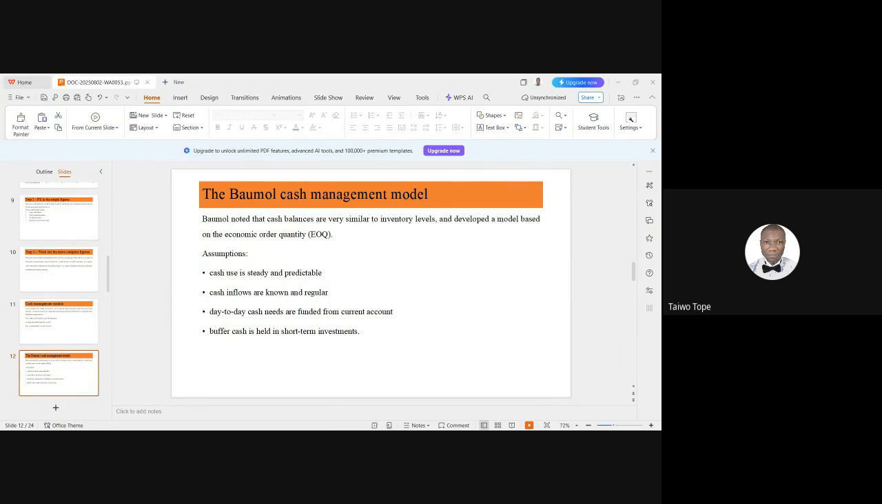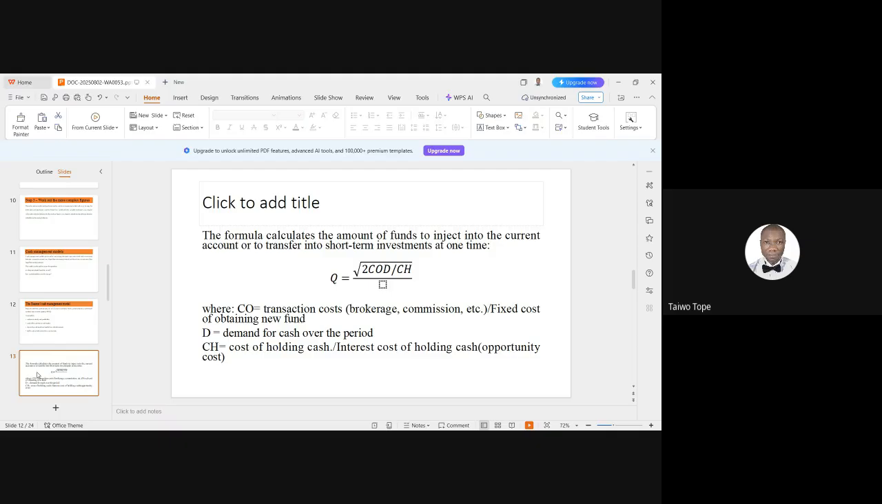And looking at this model, we should have an example. The model, we all know the economic order quantity formula, right? So you can see that in display again under the cash model, specifically the Baumel model. Now the formula calculates the amount of funds to inject into the current account or to transfer into the short-term investment at one time.